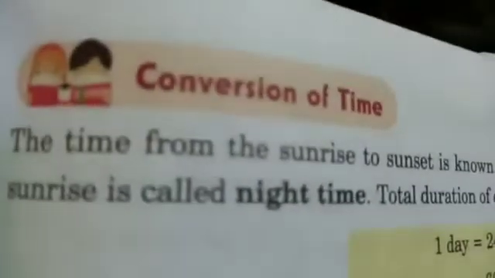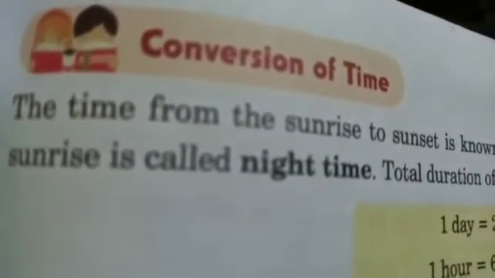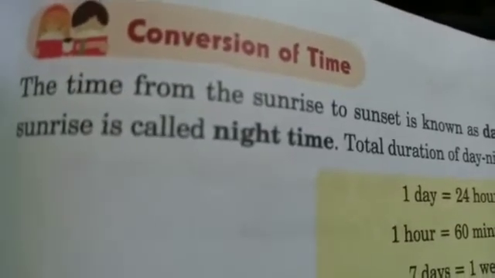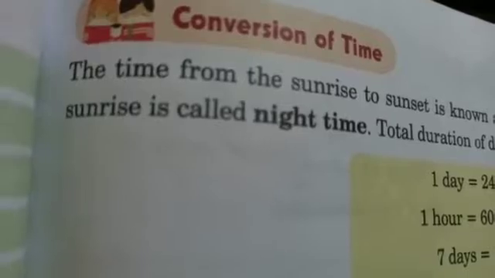Now we will see the conversion of time. Here two types of times are there, daytime and night time. The time from sunrise to sunset is called daytime, and from sunset to sunrise is called night time.